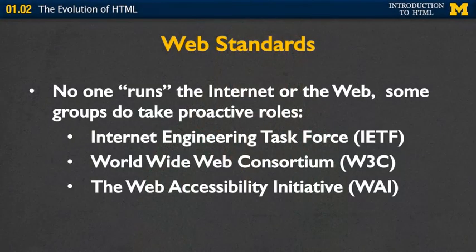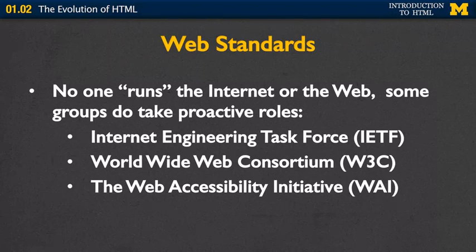So how did this happen? How did we get to the point where different browsers weren't agreeing on the different roles that HTML should play? This comes back to the idea that no one runs the internet or the web. However, some groups have taken a more proactive role to try to help standardize what's going on out there.